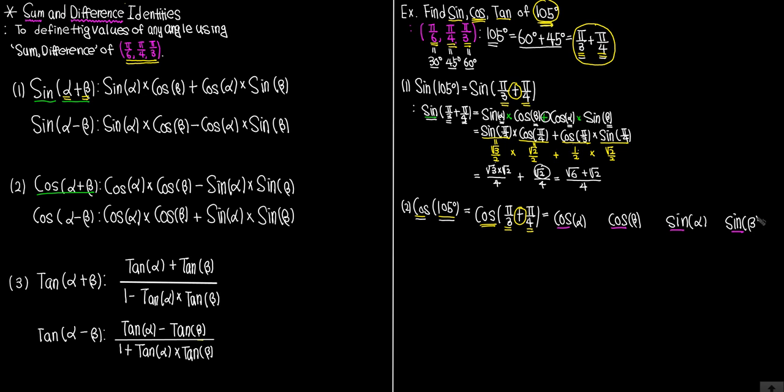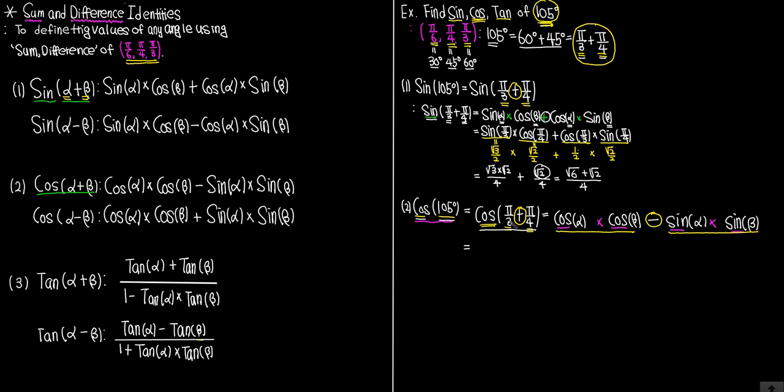This is the cosine of 105 degrees. Again, the two expressions need to be multiplied. But unlike the sine, if you have the two expressions, cosine alpha times cosine beta and sine alpha times sine beta, they need to be subtracted to form the cosine sum identity. So we have the two terms, cosine alpha times cosine beta minus sine alpha times sine beta. But we need to replace those terms.